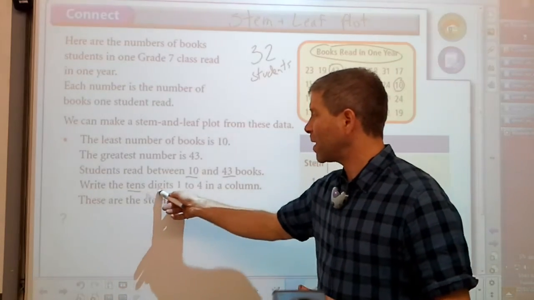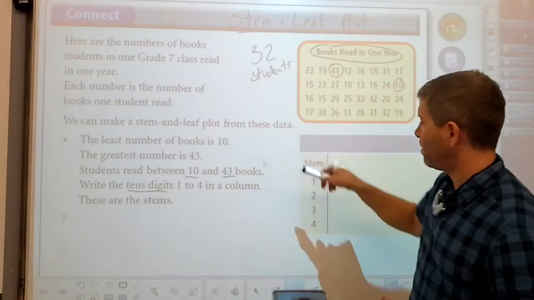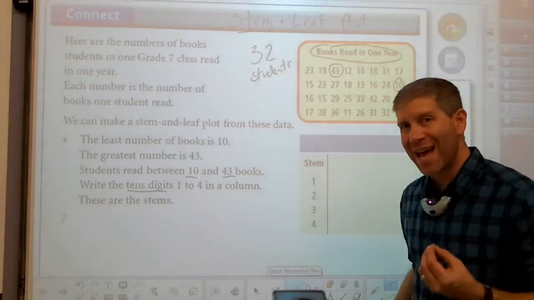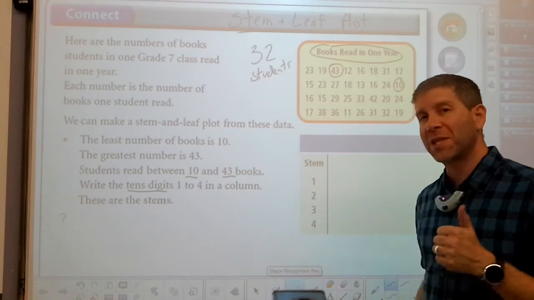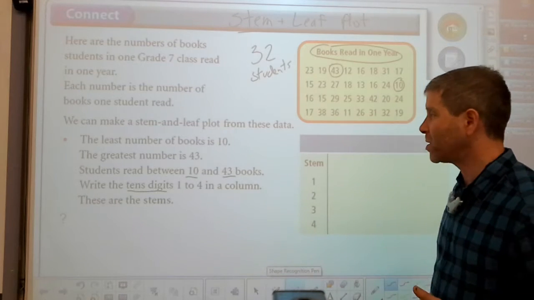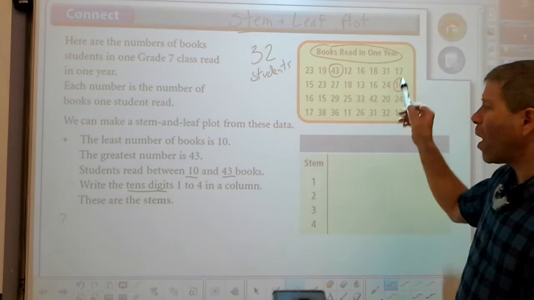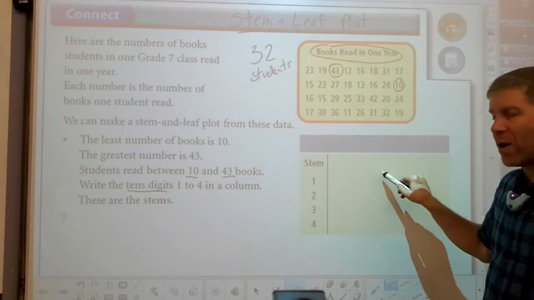So we're going to write the tens digit on the left, and that's going to be our stem. Okay, so the stems, we have 1, 2, 3, 4, and the 1 represents 10, the 2 represents 20, the 3 represents 30, and the 4 represents 40. That's the important part to note here. And these are the stems. And how do we plot the leaves? Well, one by one, we look at these numbers and we cross them off and we add them here.